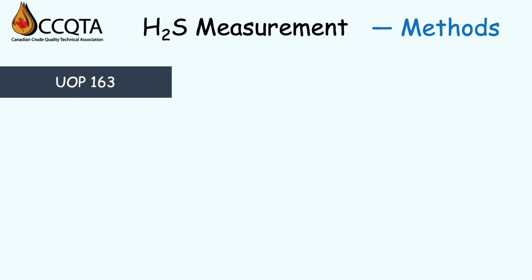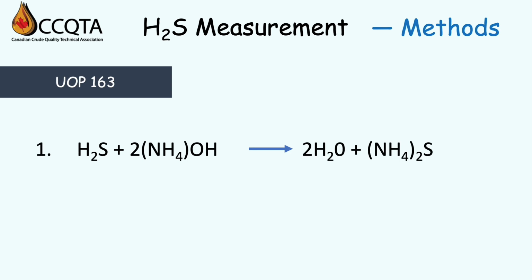The last method we're going to look at is UOP 163. This method is intended for open samples but can be modified to accept pressurized samples. This is a relatively simple titration method for H2S quantitation. Sample is transferred to a beaker and then weighed, and then a solvent solution of alcoholic ammonium hydroxide is added. The H2S in the sample reacts with the ammonium hydroxide and is converted to water and ammonium sulfide.